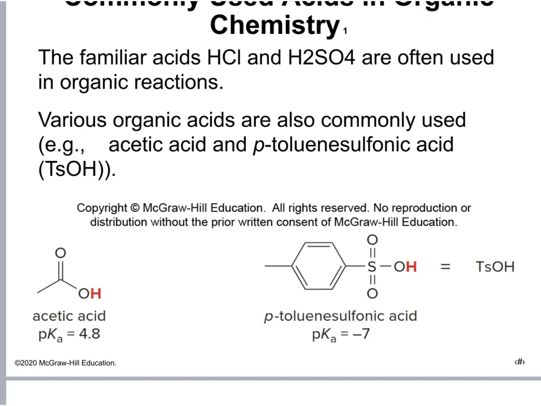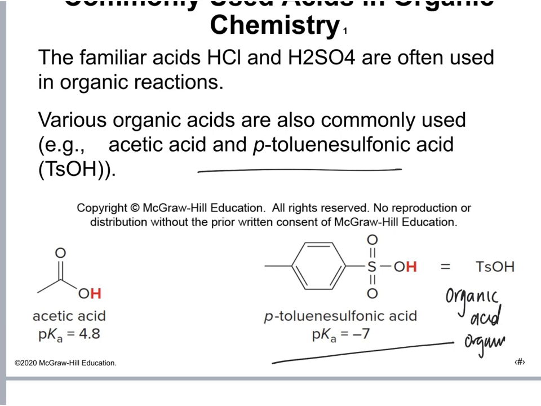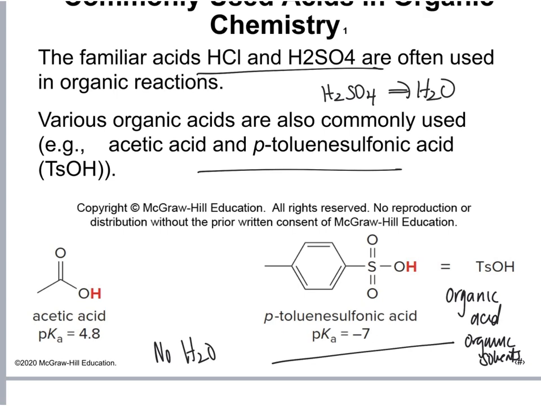So let's look at something like this. We have tosic acid. This is an important acid for organic. This is an organic acid. What does that mean? That means it's soluble in organic solvents. That's important because in the lab, lots of times you don't want water, no water. So HCl, sulfuric acid, these are inorganic acids. They're always going to be in water. But acetic acid can be, that's an organic, and tosic acid.